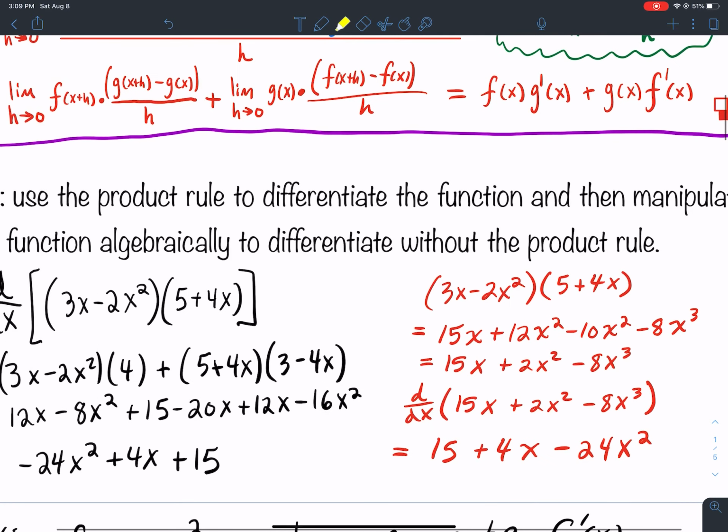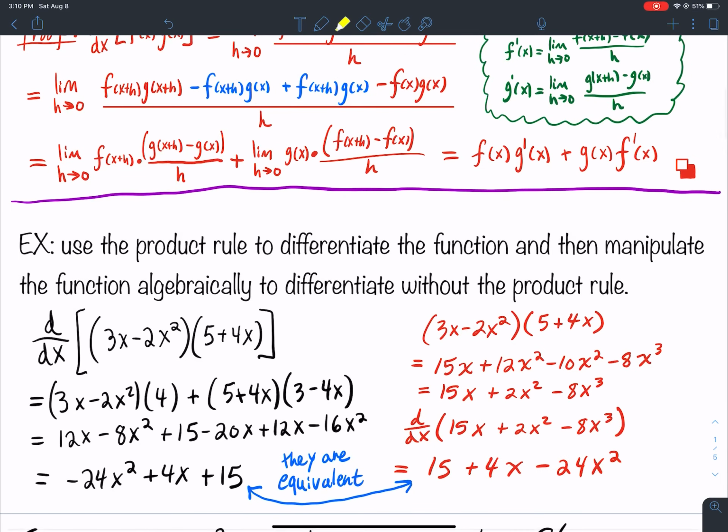Okay, and as you can see here, they are equivalent to each other. Negative 24x squared, negative 24x squared, 4x, 4x, 15 and 15. Okay, and that proves what we were trying to set out to do.